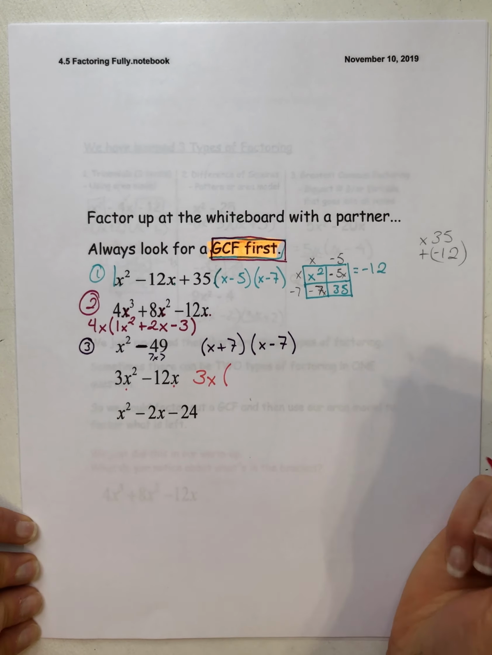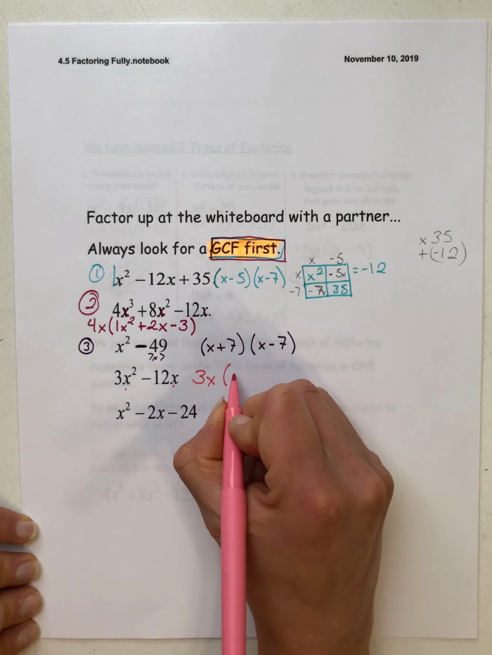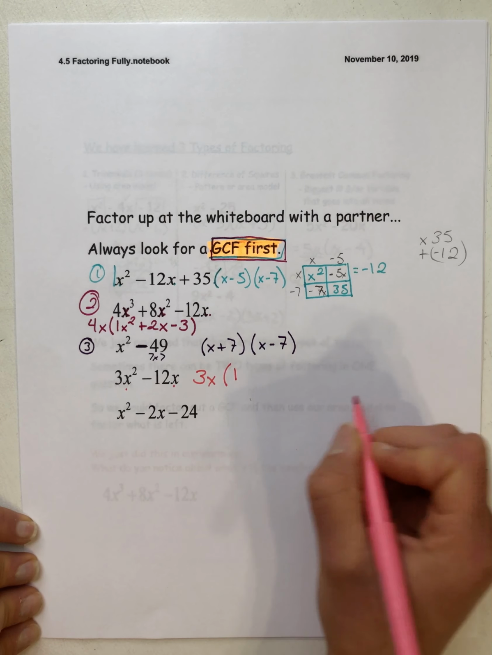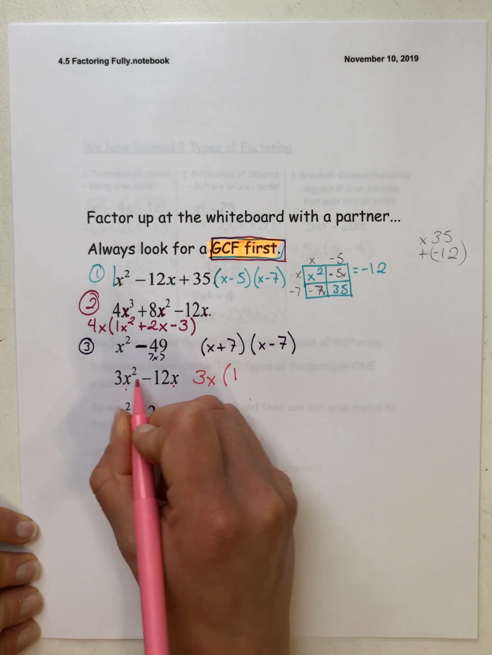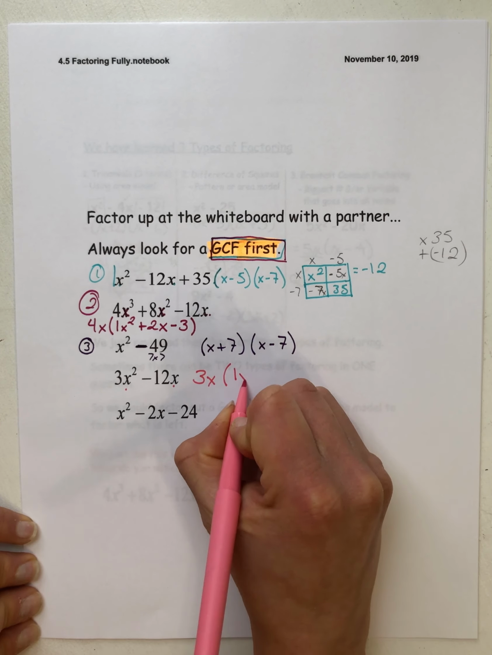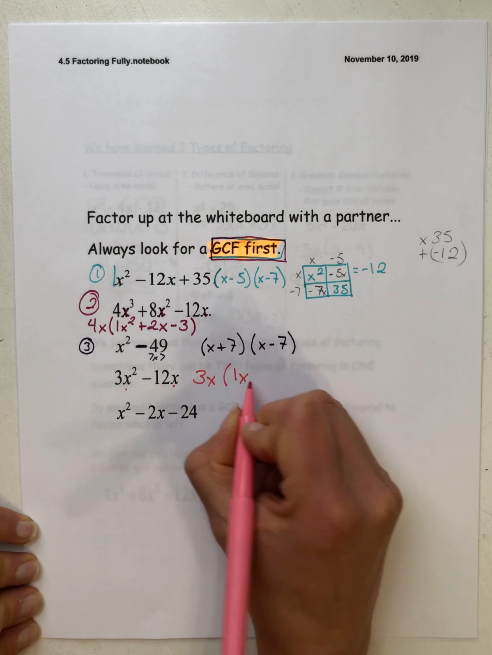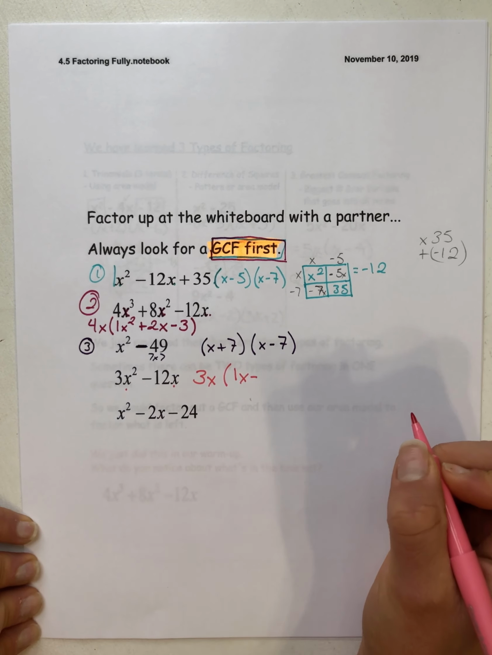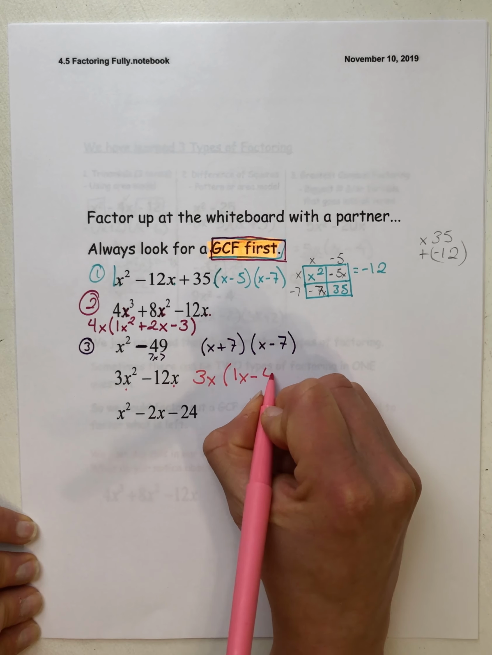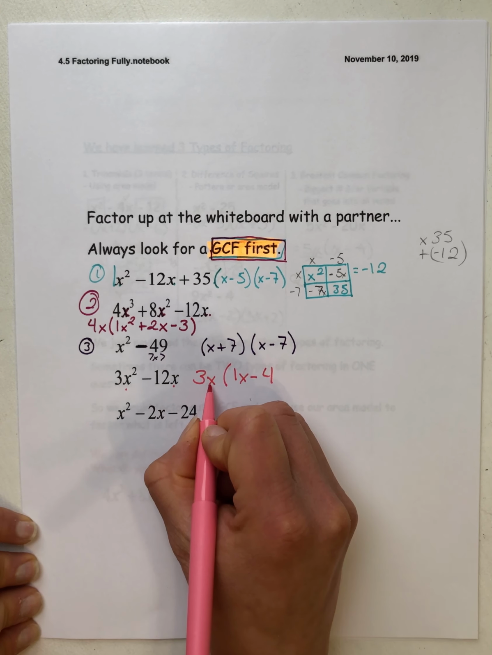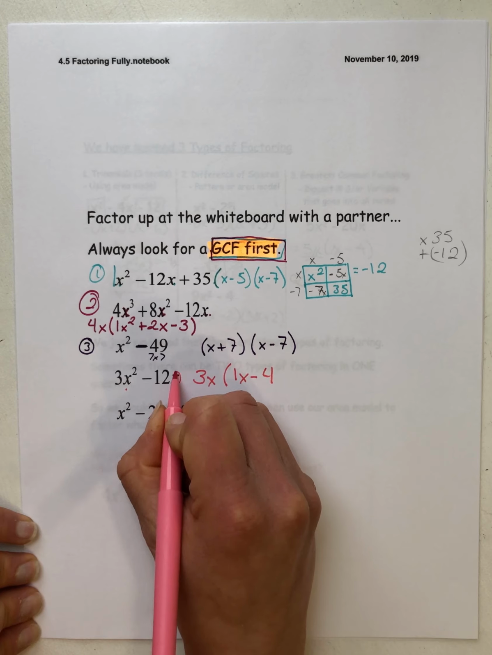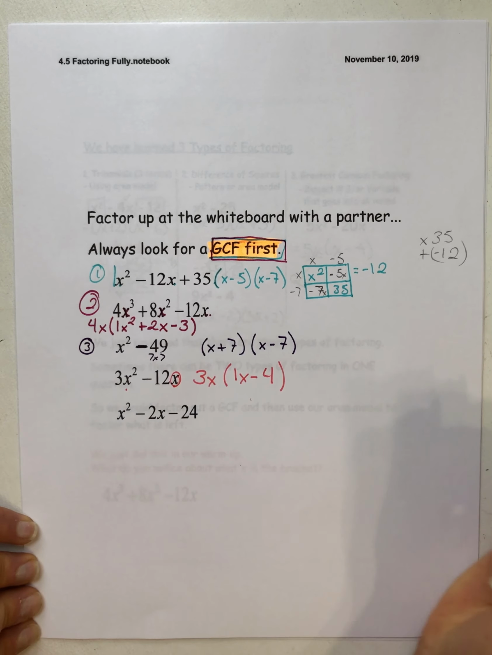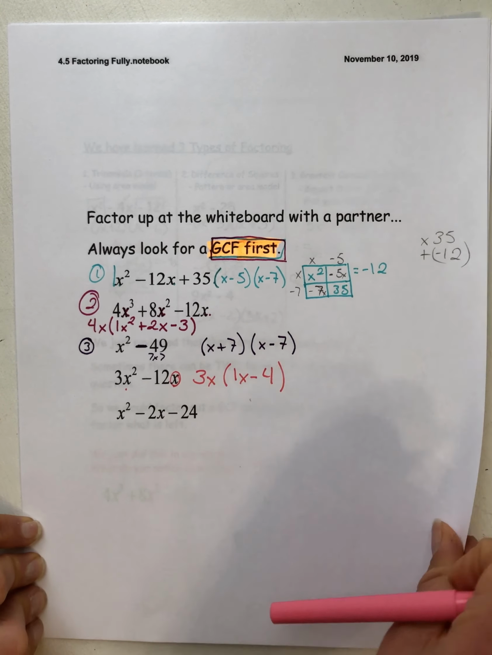Now what's left over? So 3 divided by 3 is 1. And we pulled out 1x out front, and we have 1x left over. And 12 divided by 3 is 4. And we pulled out the 1x, so we have no x's left over. Okay?